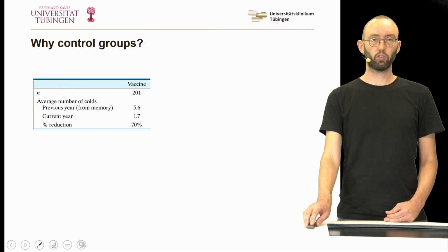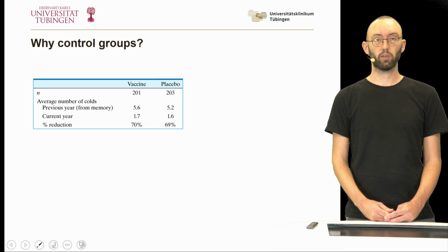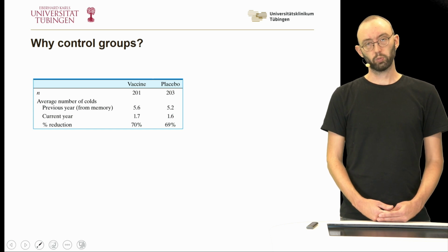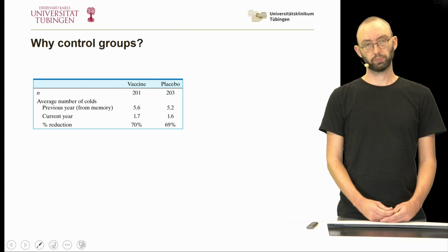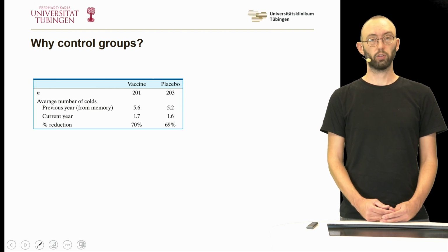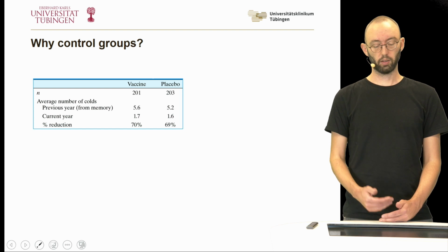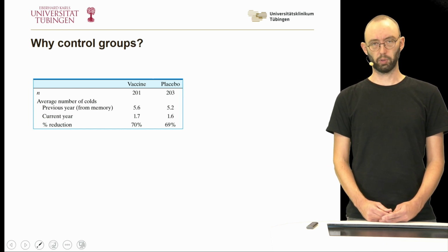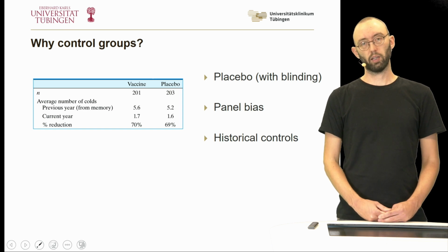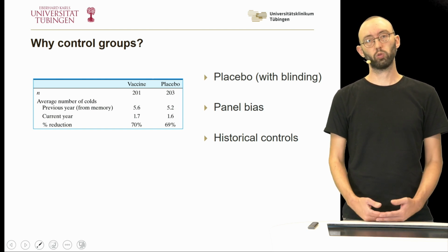Luckily, in that study, the investigators chose to include a control group, in this case a placebo group, that did get vaccinated, but not with a substance that was actually supposed to help. So maybe just with saline. The people in that control group also reported 5.2 colds in the previous year and had, in the end, determined by the doctors, 1.6 colds in the current year. So also a reduction of almost 70%. What this example shows is that without the placebo group, we might have concluded that the vaccine is highly beneficial, where in reality it is not. To make the application of a placebo really effective, you typically use blinding, so that the expectations of the two groups of people are the same.